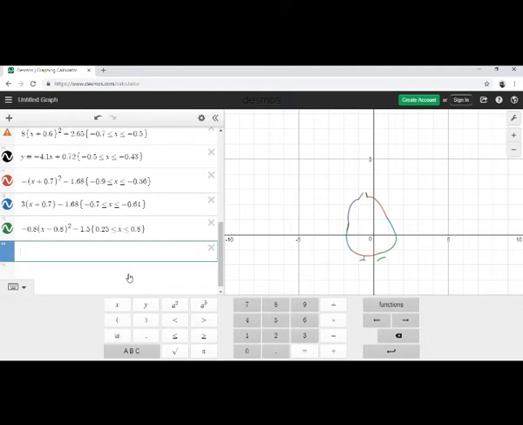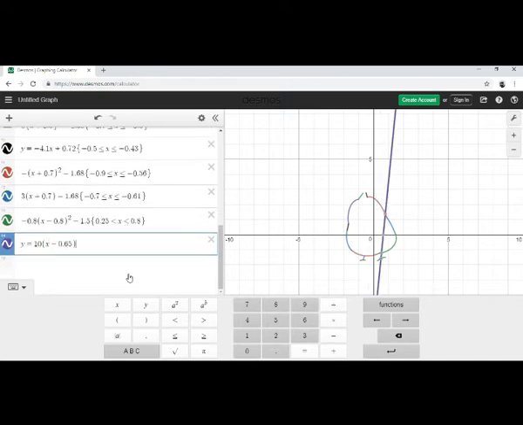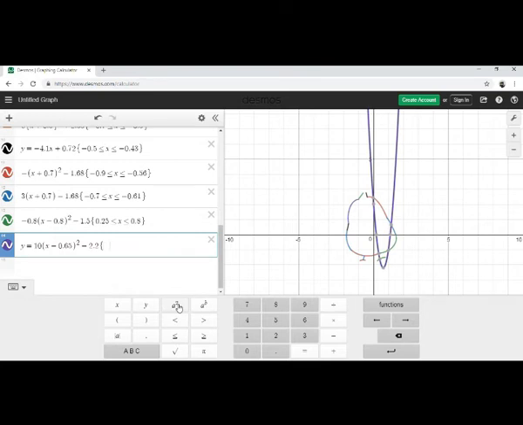y = 10 times (x − 0.65)² − 2.2, with −2 ≤ y ≤ −1.25, and x ≤ 0.65.